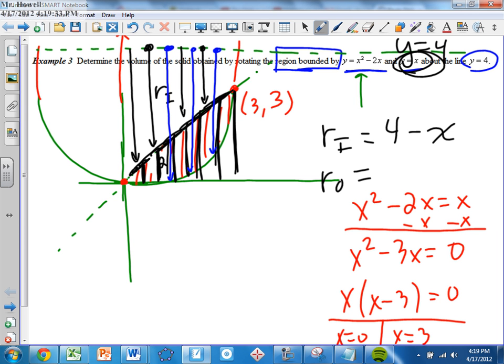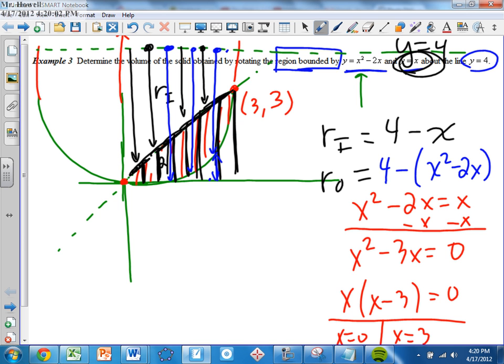I don't know where you're coming up with this other one. Here, let's go through this again. The full distance from here to here is 4. If I want to get rid of this little piece right here, I know that this little piece is represented by the function x squared minus 2x. So it's going to be 4, which is the whole thing, minus that little piece, which will give me what's left for the outer radius. So this is 4 minus the quantity x squared minus 2x.